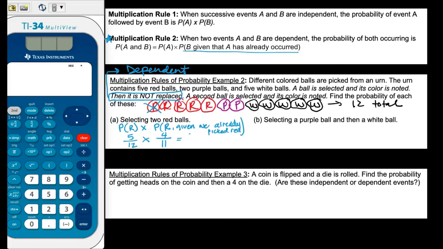So 5 times 4 is 20. 12 times 11 is 132. And then both of these are divisible by 4. So I'm going to divide both by 4 and I get 5 over 33.